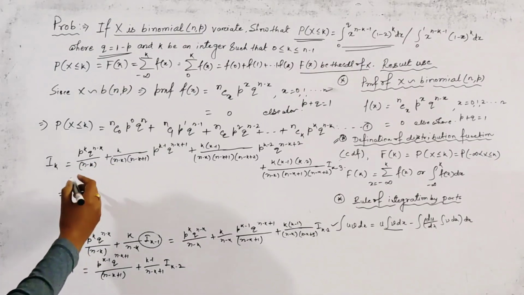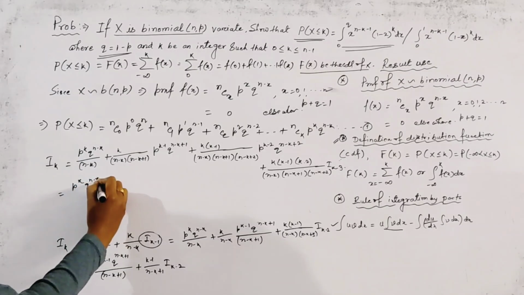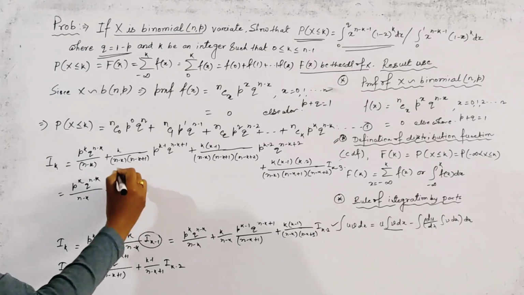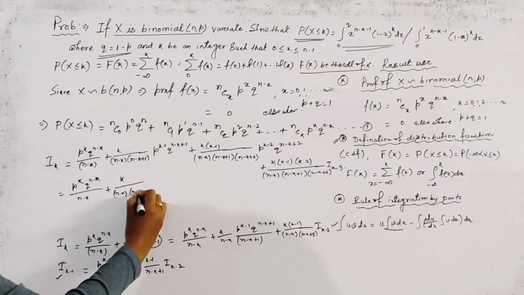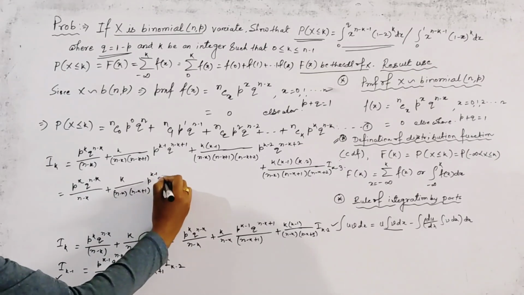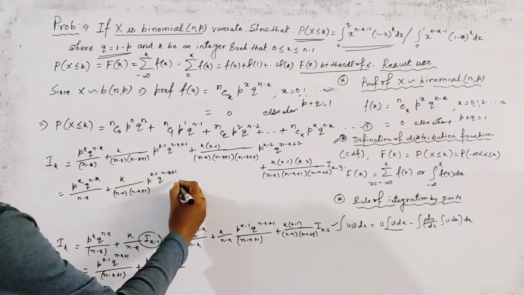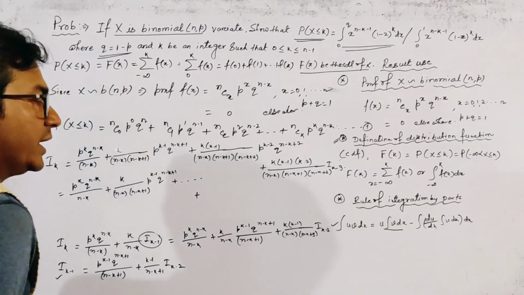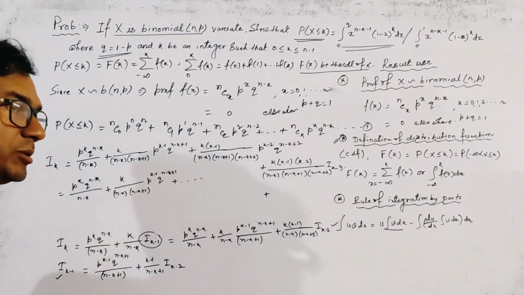Okay, as p to the power k q to the power n minus k by (n minus k), this is the first term, and we write the second term here: this is k by (n minus k into n minus k plus 1) into p to the power k minus 1 q to the power n minus k plus 1. Okay, and similarly we write the last two terms. If we first write the last term, okay, then we write the previous term.